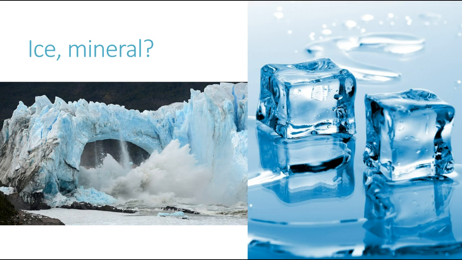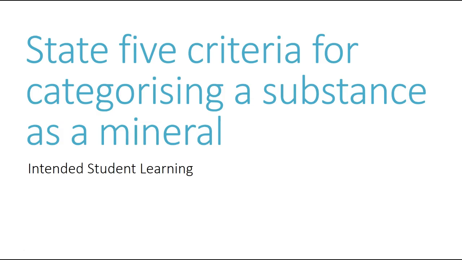So what about ice? So ice can be a mineral if it's naturally occurring. So if we've got ice in the form of glaciers up around the poles, that's technically a mineral. However, if we have ice in the form of ice cubes that have been made in the freezer, that's not a mineral. So you should now be able to state the 5 criteria for categorizing a substance as a mineral.